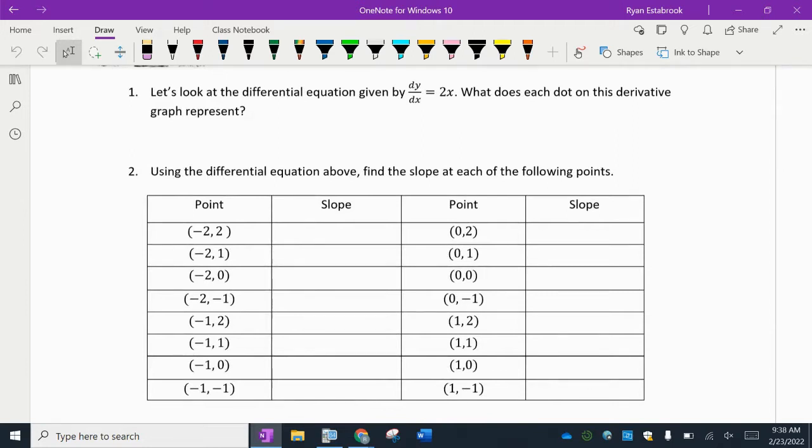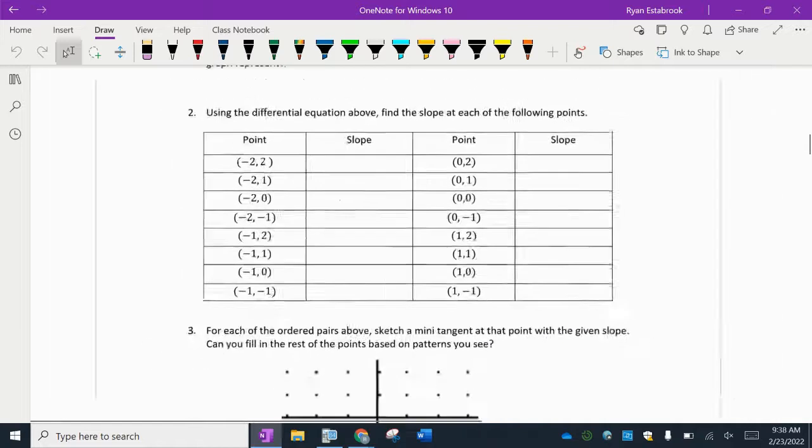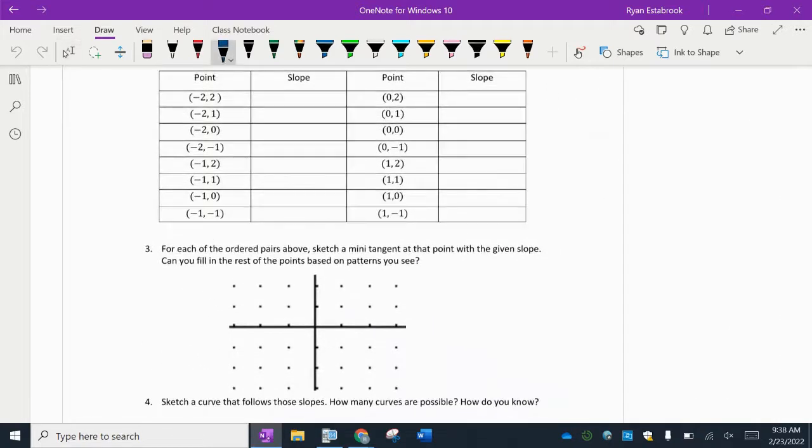What does each dot on this derivative graph represent? We'll come back to this question, and maybe it's a little bit out of order. It's referring to this question number 3. You've had graph paper before, x-axis, y-axis. Maybe you can even remember into pre-calculus, you also had those three-dimensional graphs, x, y, and z-axis. You can graph on those as well.